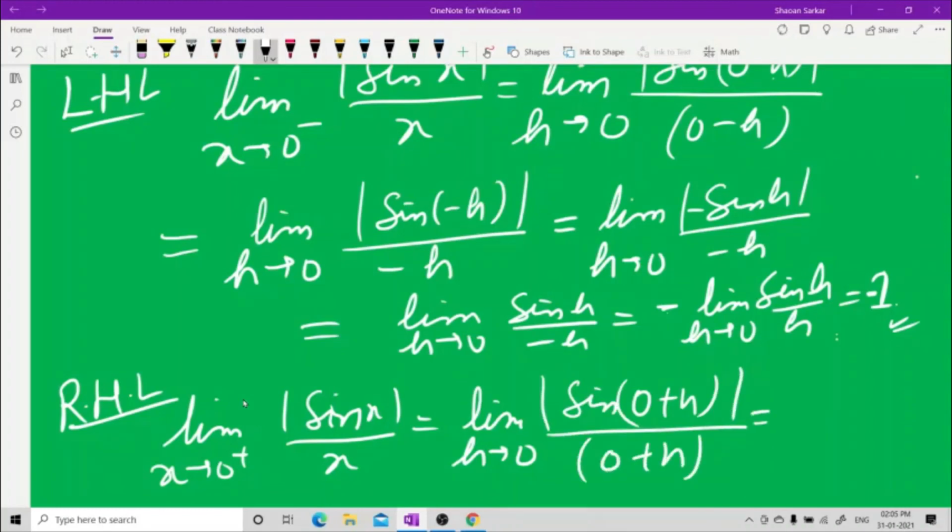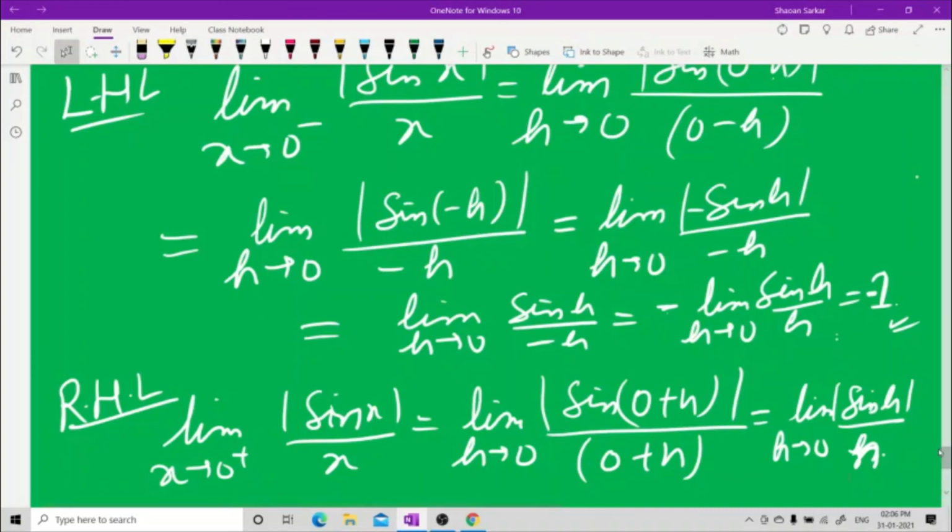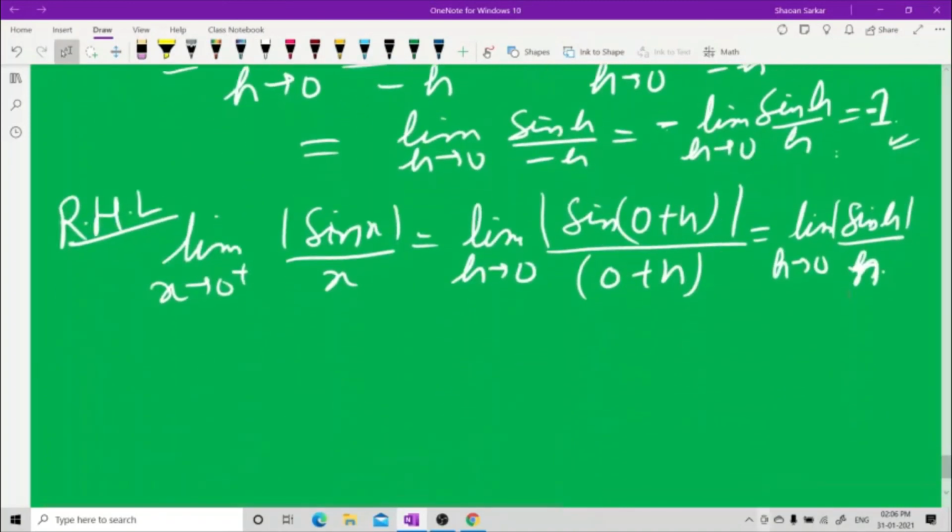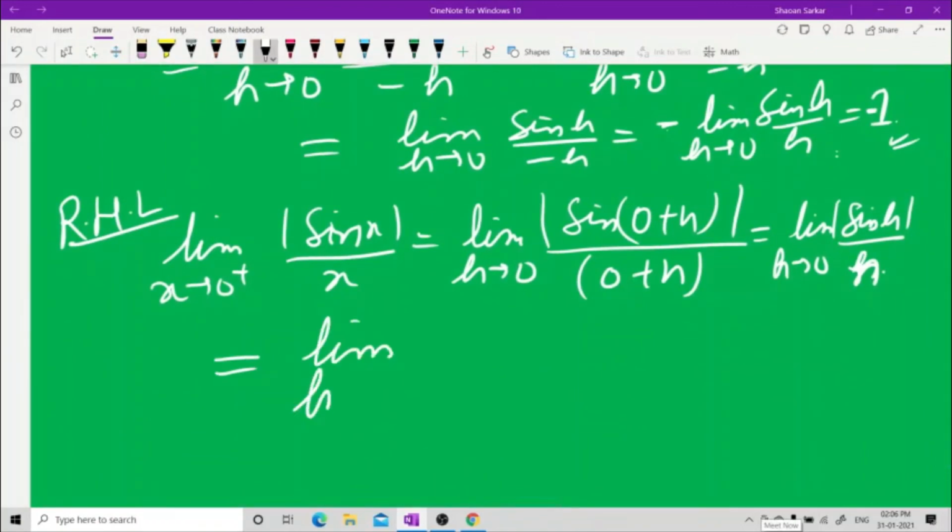So this will come out to be limit h tending to 0 sin h mod upon h, and this is h, this is h, and now you have equal to limit h tending to 0 sin h upon h, and this is equal to plus 1. I got plus 1 here, I got minus 1 here.